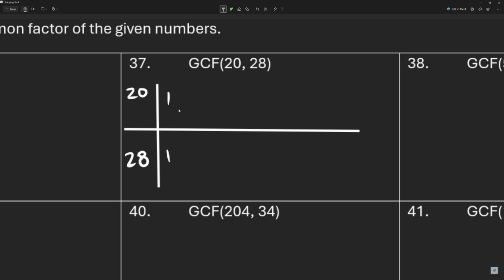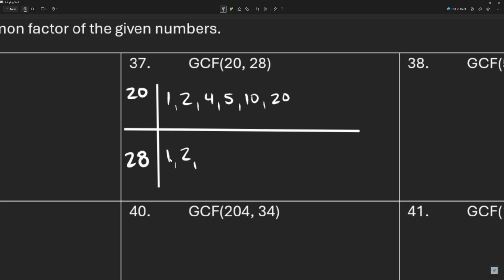So 1 is always going to be a factor. It'll always be your first one. These numbers are both even, so 2. 3 does not go into 20, but 4 does. 5 does, 10 does, and then of course 20 itself does.